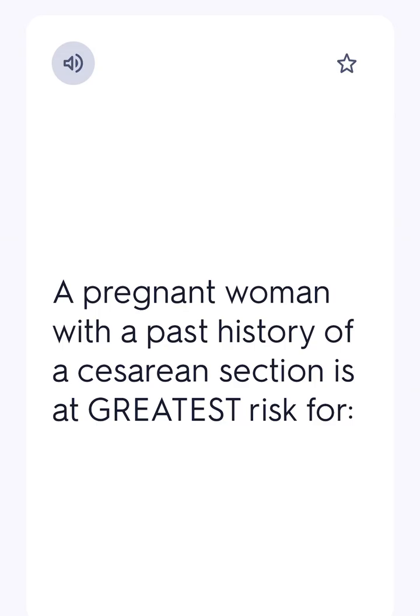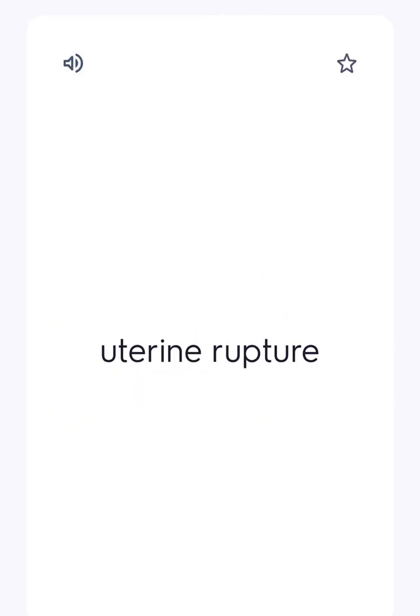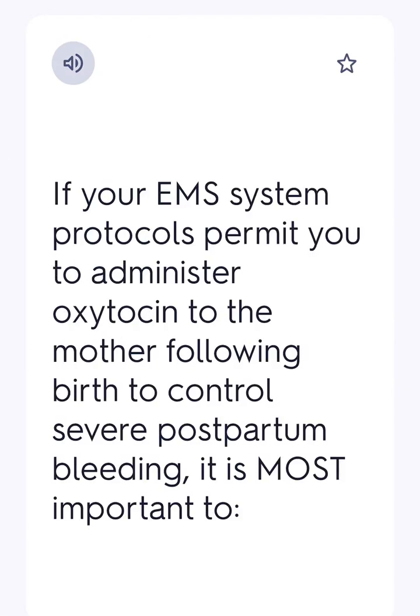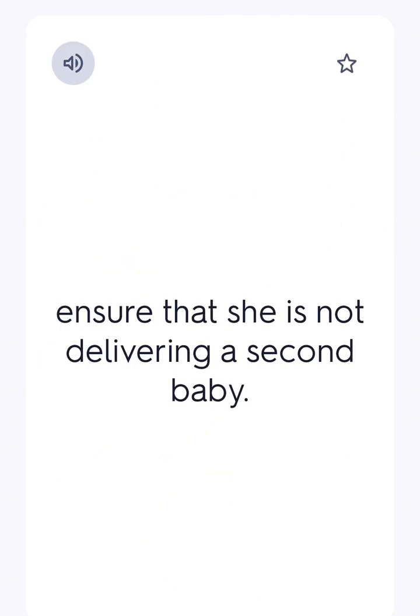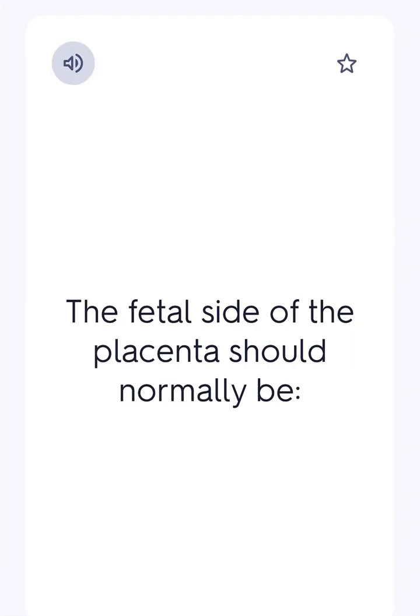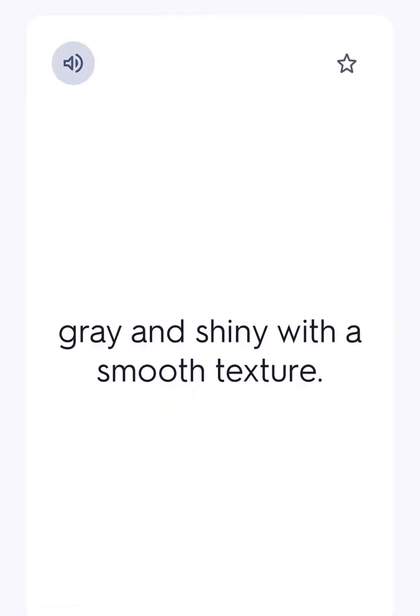A pregnant woman with a past history of a cesarean section is at greatest risk for uterine rupture. If your EMS system protocols permit you to administer oxytocin to the mother following birth to control severe postpartum bleeding, it is most important to ensure that she is not delivering a second baby. The fetal side of the placenta should normally be gray and shiny with a smooth texture.